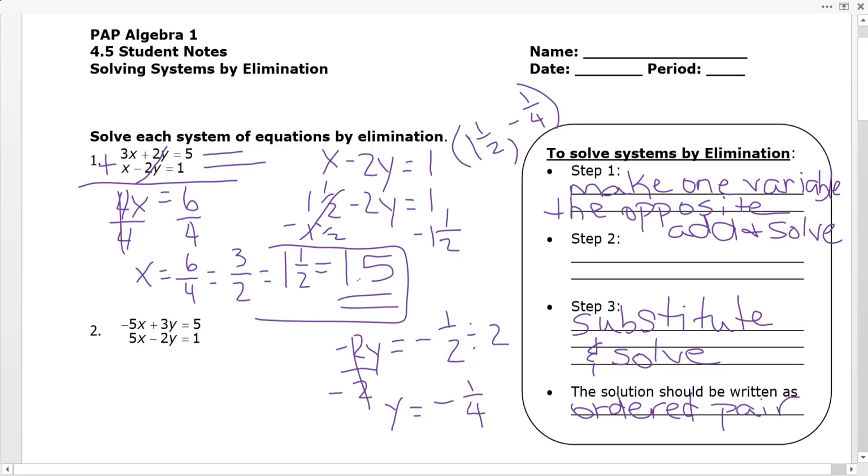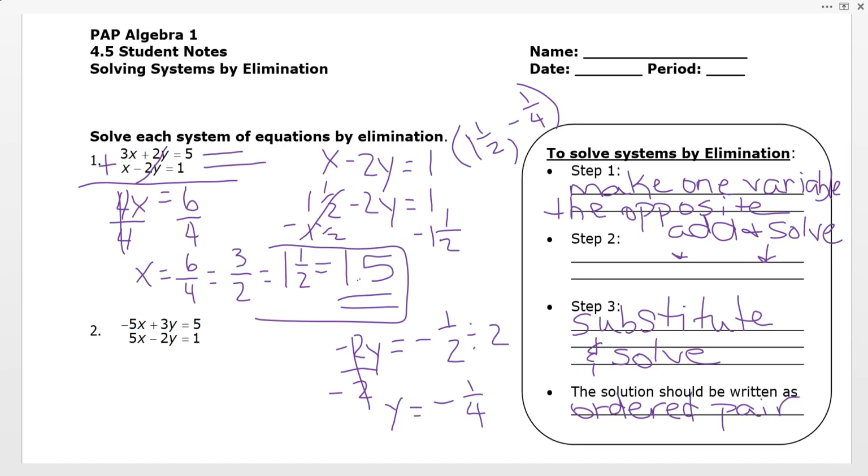So I'm going to make one variable the opposite. Sometimes I have to multiply. Then I guess we'll put add and solve right here. Then I add the two equations together and solve for one variable, substitute it into either equation, solve for the other variable, and then I have my ordered pair.